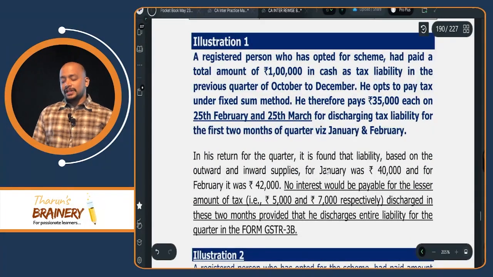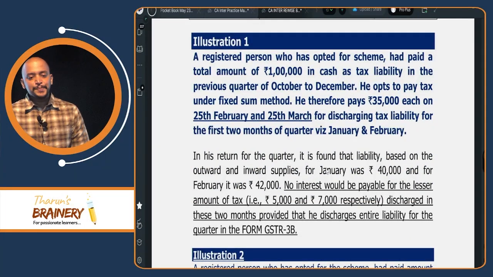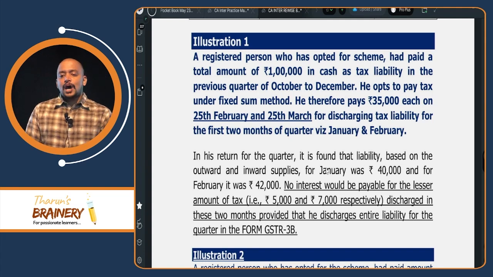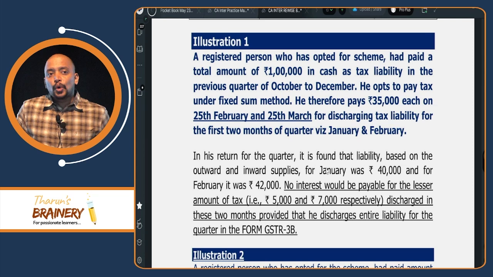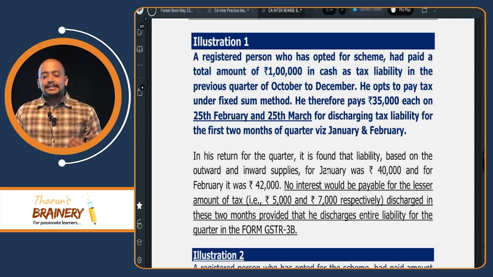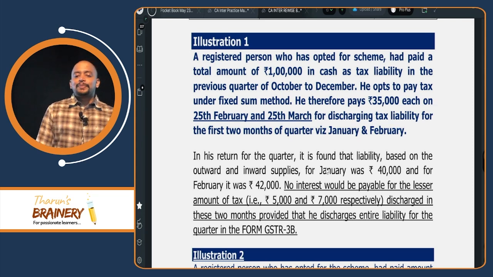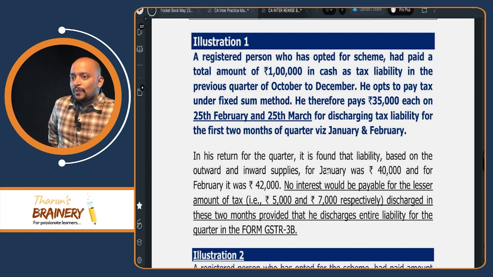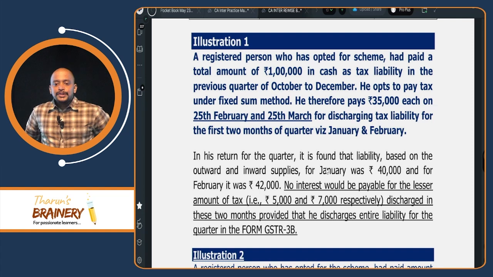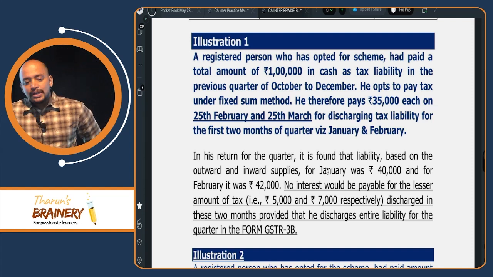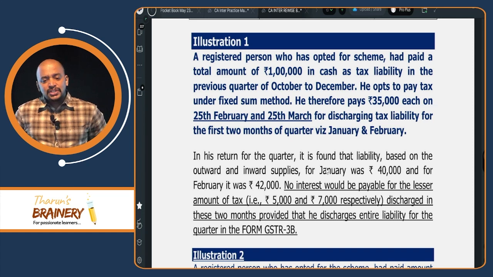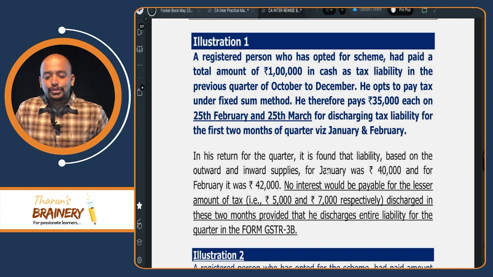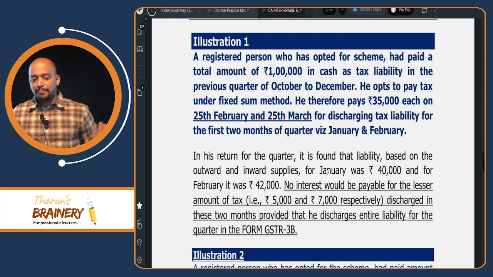Now look into these illustrations on interest computation under QRMP. A registered person who has opted for the scheme has paid a total amount of 1 lakh in cash as tax liability in the previous quarter of October to December. He opts to pay tax under the fixed sum method. Which method? Fixed sum method. What was the liability for the previous quarter? 1 lakh. 1 lakh into 35%, 35,000. So he pays 35,000 each on 25th February and 25th March for discharging the tax liability for the first 2 months of the quarter. So by 25th he paid.